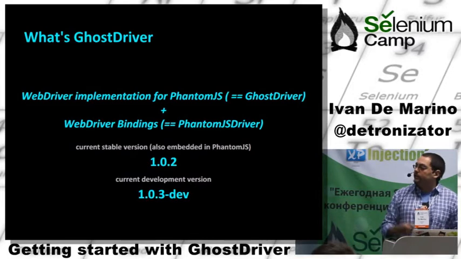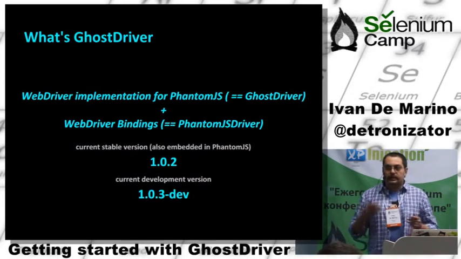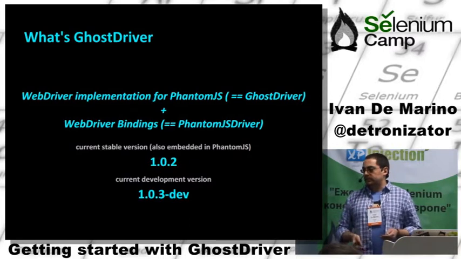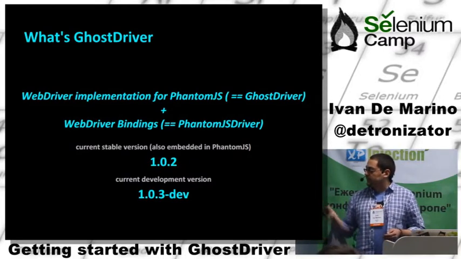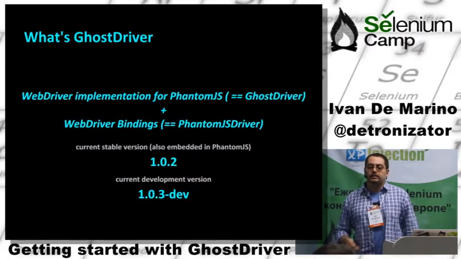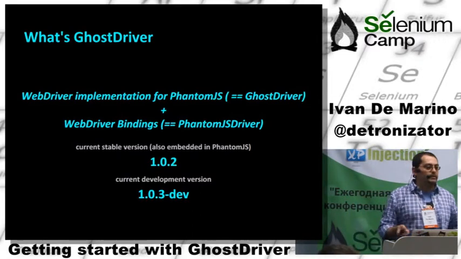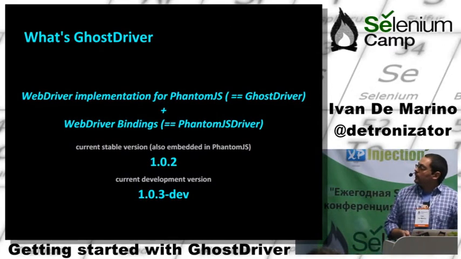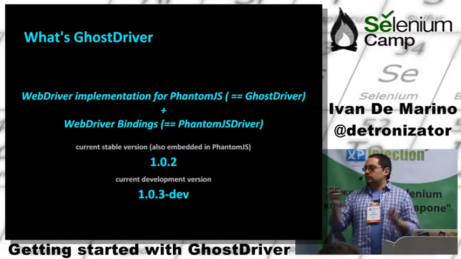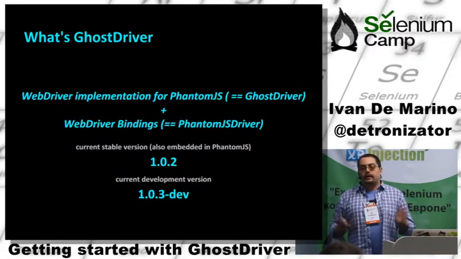The current version is version 1.02. It's the stable version, and it's the one that we embed in PhantomJS currently. Soon there's going to be a version 1.3. It's 1.03 that's currently in development, and that is going to be the next stable version of PhantomJS as well.